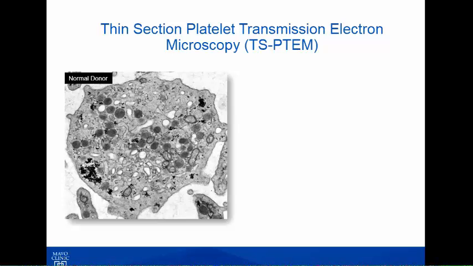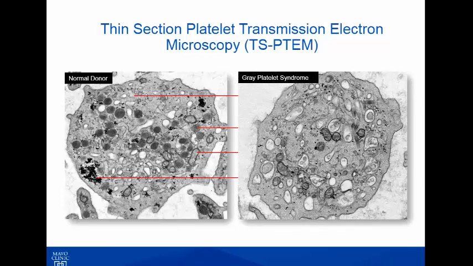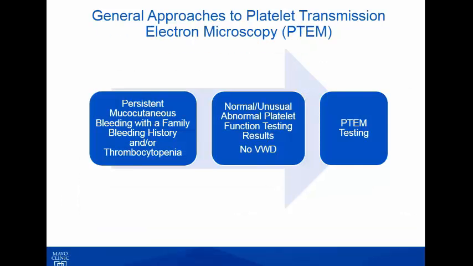Thin section is a great way to look at the platelet and its ultrastructure. We can see the tubular network, alpha granules, mitochondria, and glycogen. On the right side is the gray platelet. The missing part is the alpha granules; these are the alpha granules, and this one is completely missing. This is actually a real image. Just 2 weeks ago, we diagnosed gray platelet syndrome in our practice.